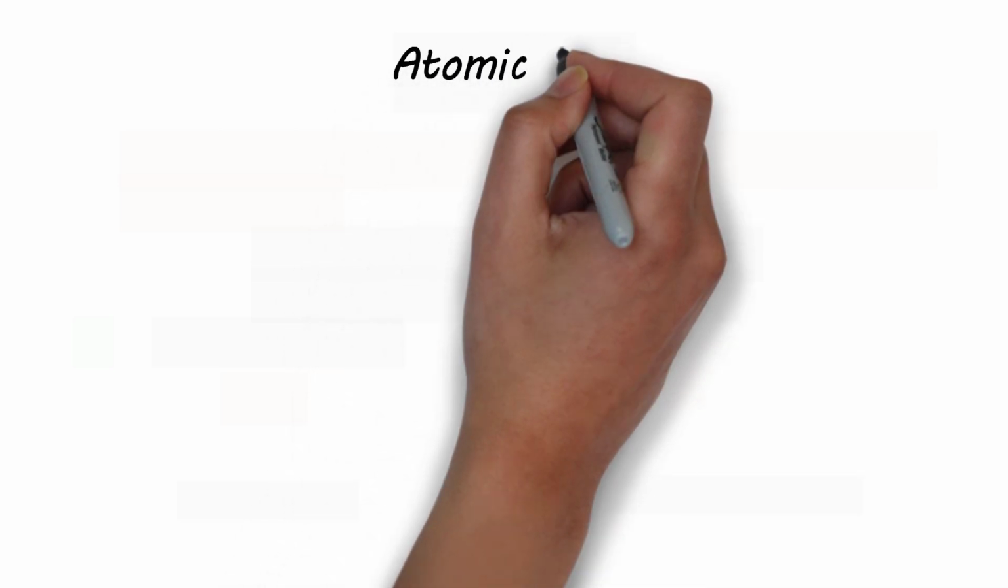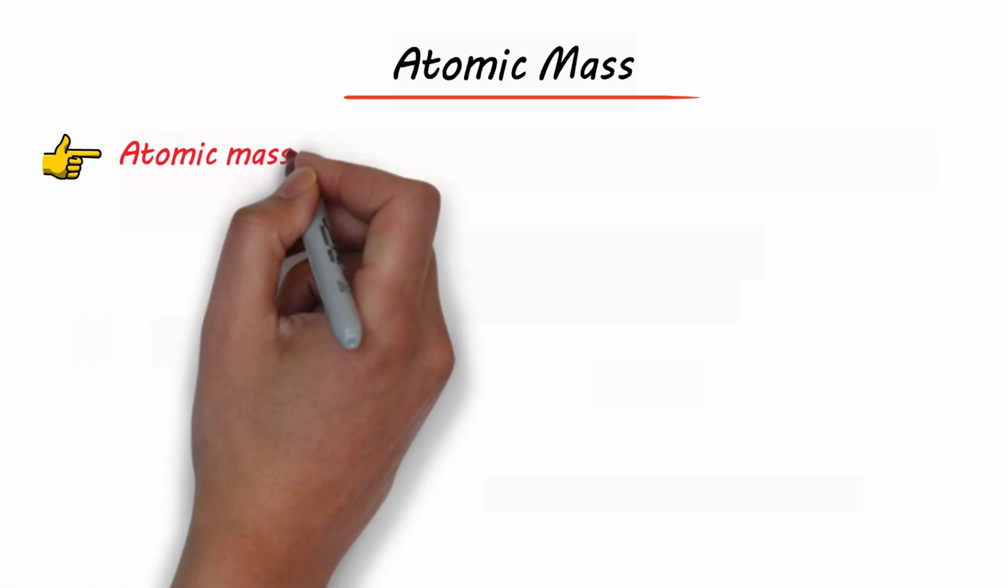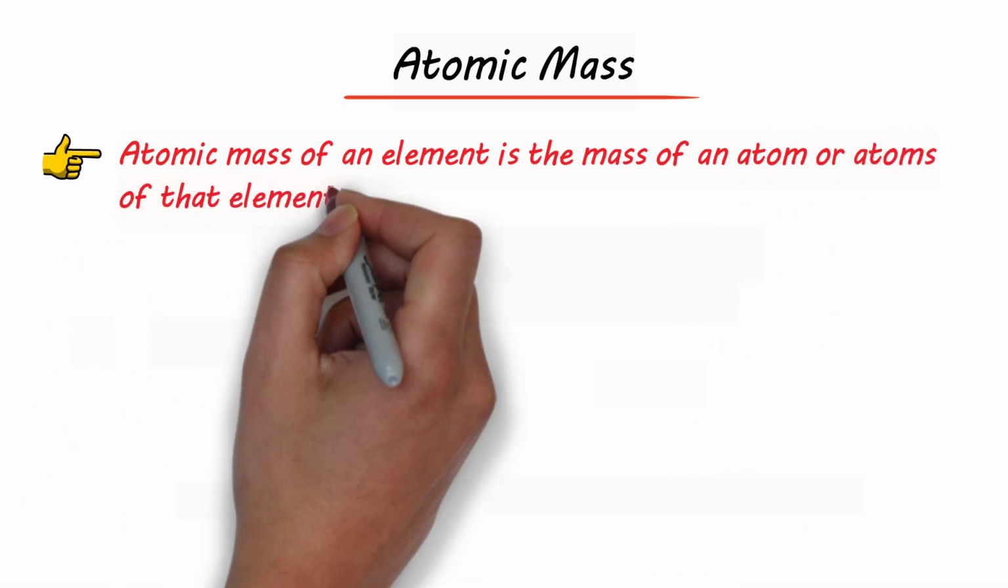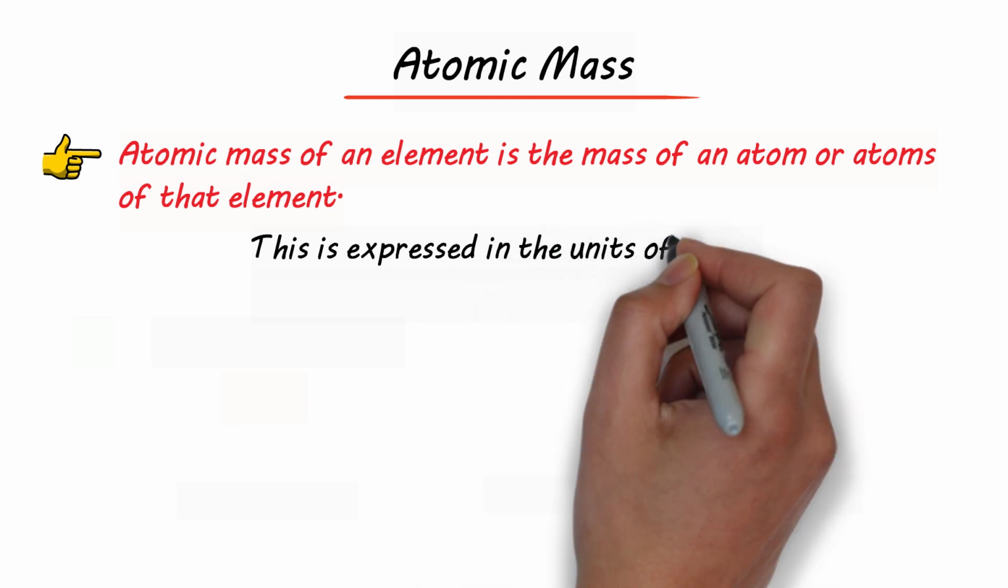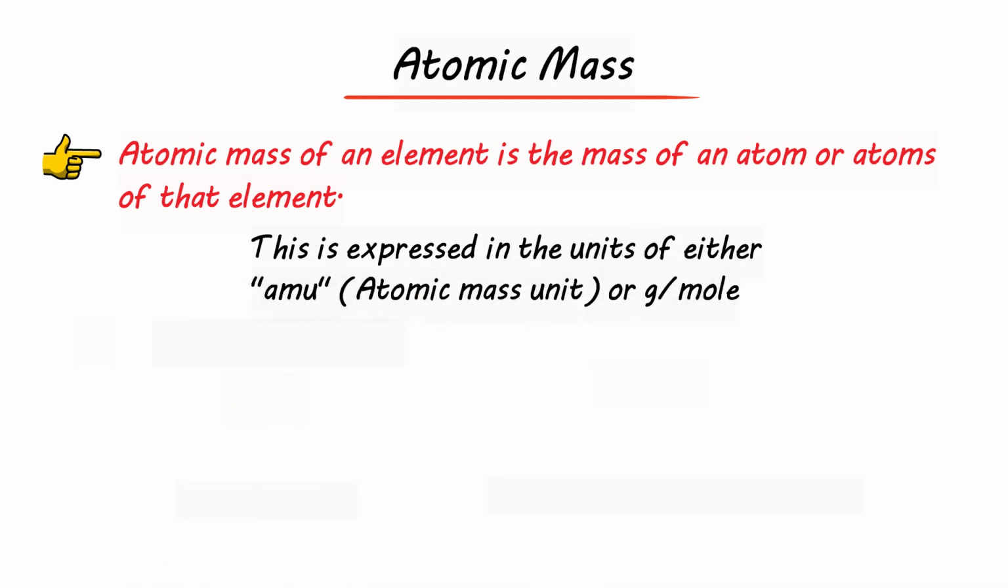Hello dear viewers, let's talk about the concept of atomic mass. Atomic mass of an element is the mass of an atom or atoms of that element. This is expressed in the units of either AMU, that's atomic mass unit, or grams per mole.